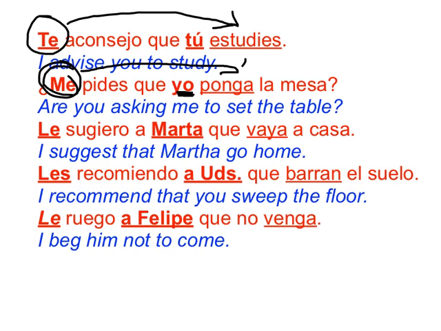One more. Le sugiero a Marta. So le is referring to Marta, and then she is the subject in the subordinate clause. Le sugiero a Marta que vaya a casa. I suggest that Marta go home. And once again, just because I suggest that she go home doesn't mean she will. You know what I'm going to say next, so I won't say it. But anyway, here are two more.